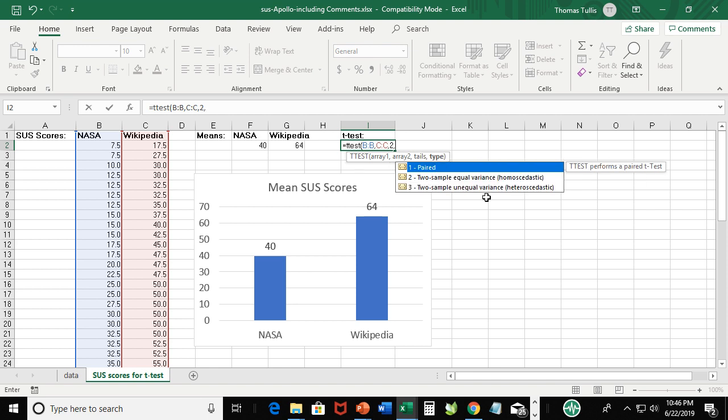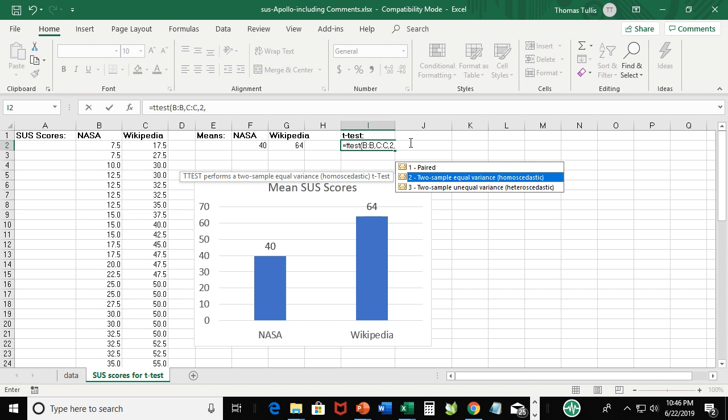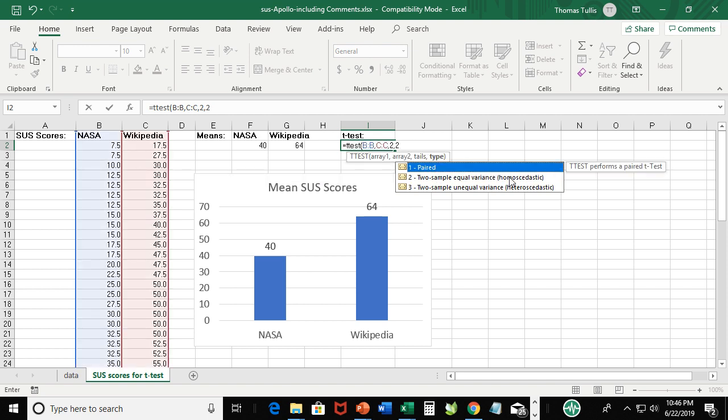And finally, the last thing it's asking for is the type of test. And since this is a between subjects test, then that's what's called two-sample test. Doesn't really matter which of these two you choose. I almost always just use two-sample with equal variance. You'll get pretty much the same answer either way. So we'll choose that one. Well, basically I just want to choose another 2 and close parenthesis.